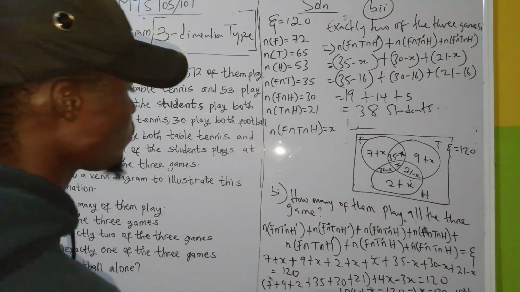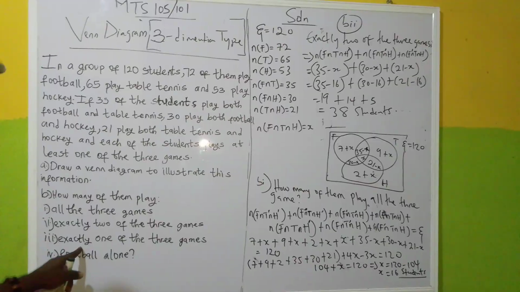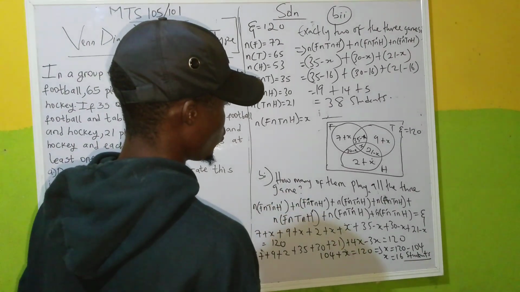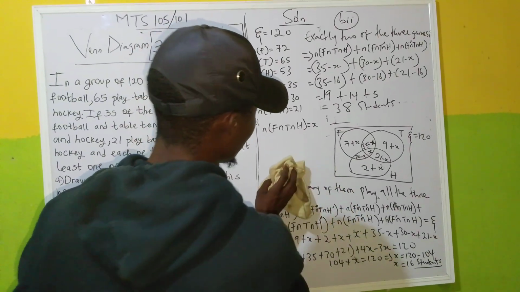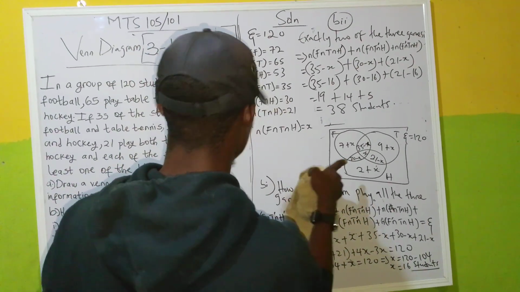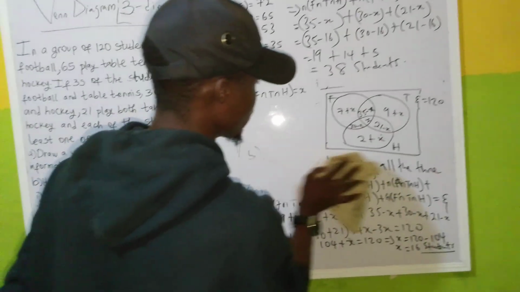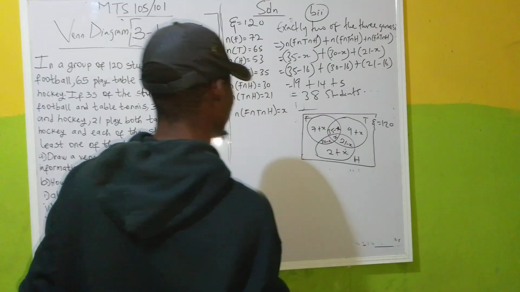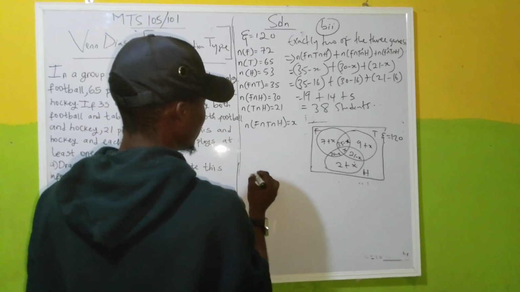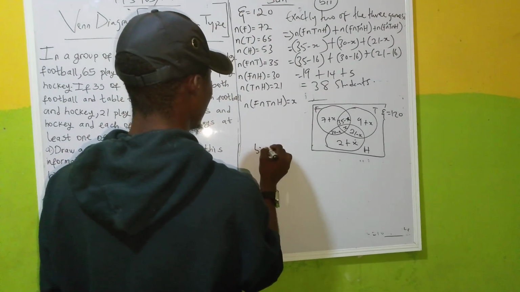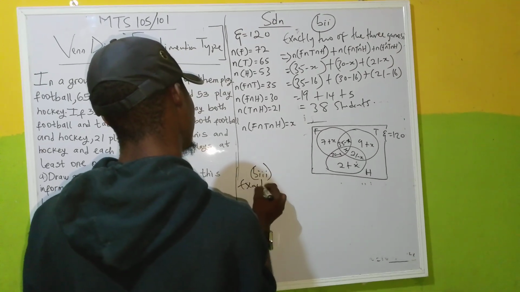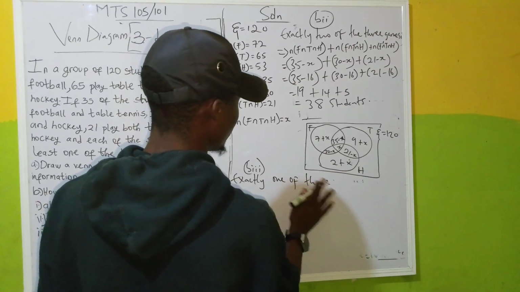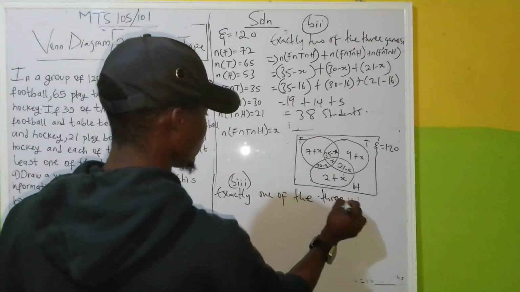Alright, so what are we doing again? Exactly one of the three games, those that did exactly one. Exactly one of the three games. I'm using this diagram to solve the problem. B(iii): exactly one of the three games.